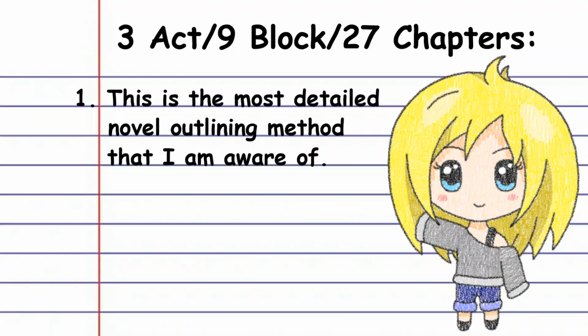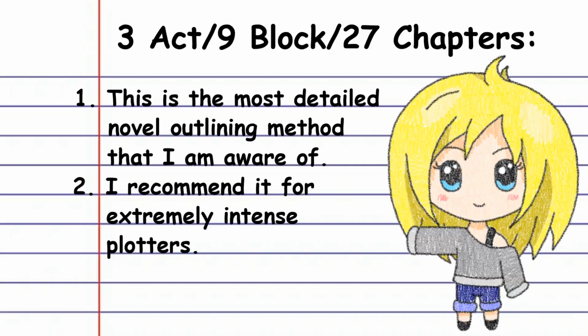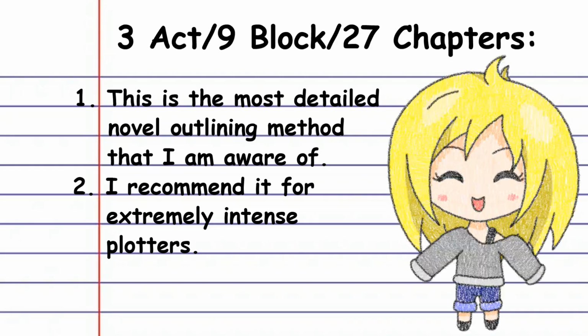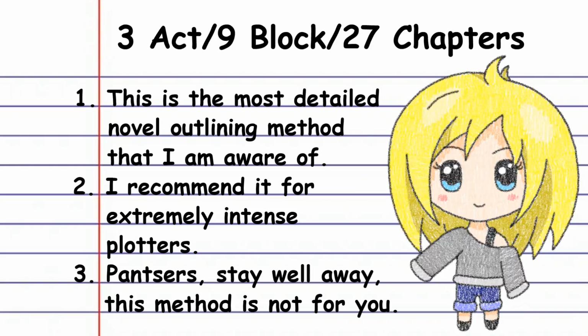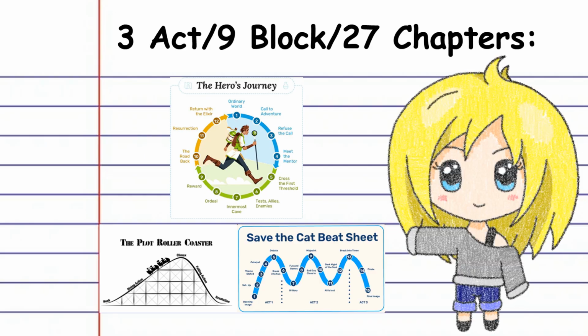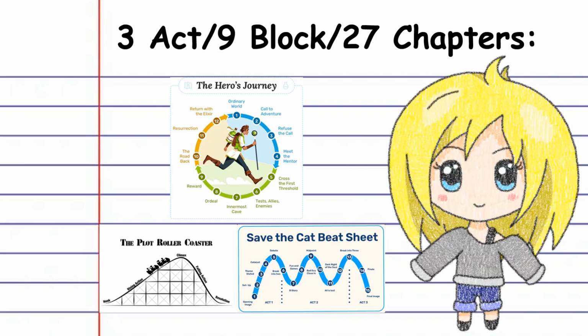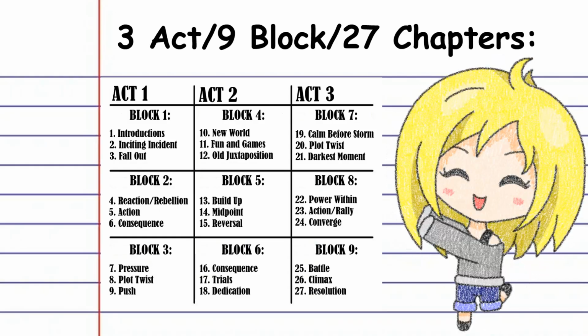Now, this is the most detailed novel outlining method that I am aware of. I recommend it for extremely intense plotters, people who need to know exactly what is going to be happening in their novel every step of the way. Pantsers, stay well away. This plotting method is definitely not for you. While all our other plotting methods had little charts or diagrams to demonstrate how they work, the 3-act, 9-block, 27-chapter outline looks a little something like this. Isn't it beautiful? It's so detailed. Look at all the different plot points.